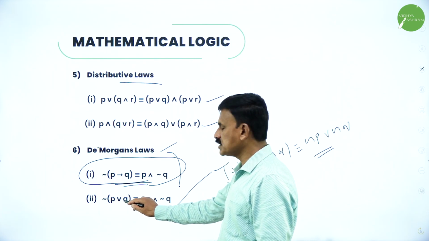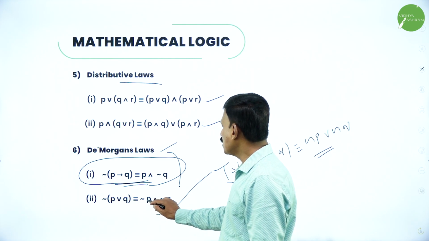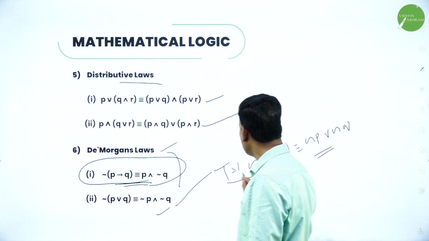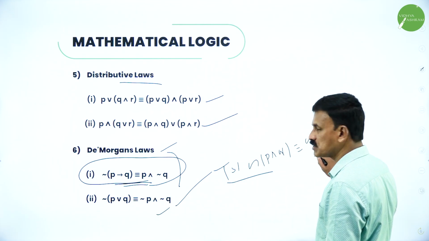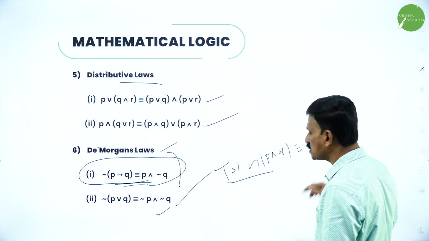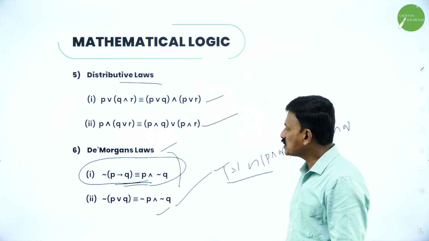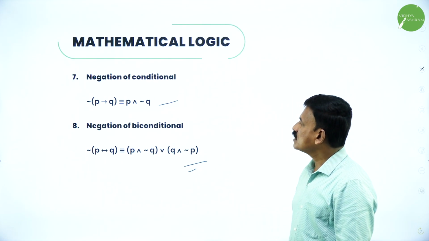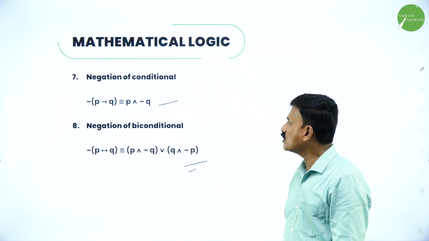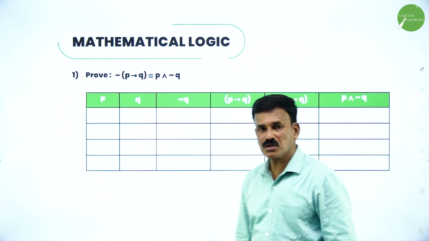Negation of P disjunction Q is logically equivalent to negation P conjunction negation Q. So, De Morgan's law and negation of a conditional statement and biconditional statements. Now, based on this, let us move on to the problems.